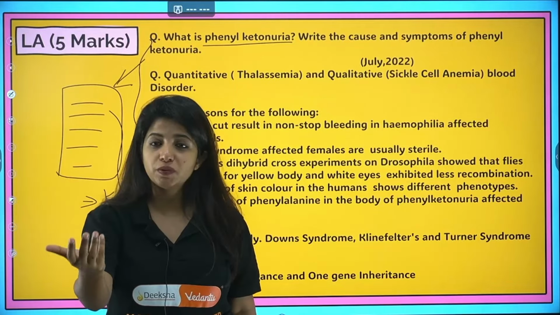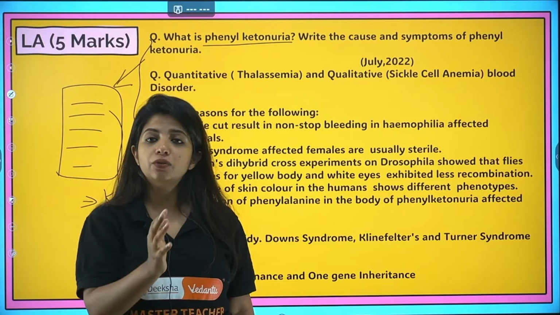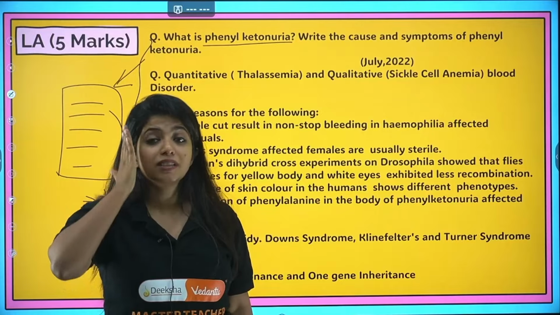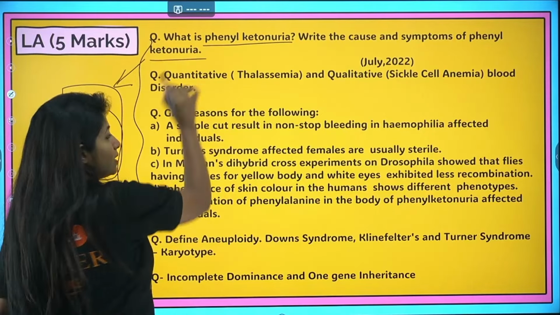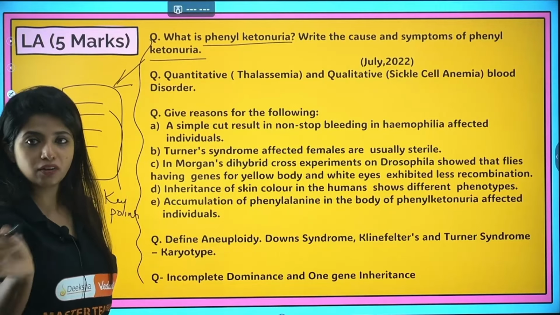So melanin is not going to be formed, which is why the people who have phenylketonuria will also have reduced pigmentation in their skin as well as their hair. All these things you should know. Please write it down in the answers. It will be there in the answer sheet whenever I give you.